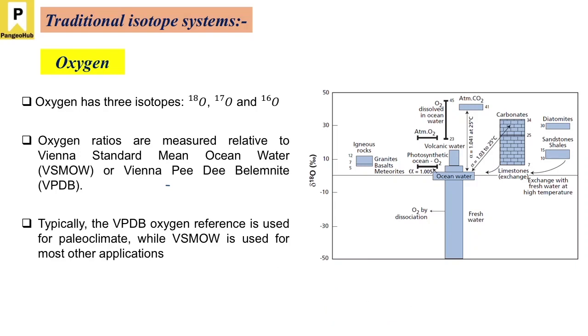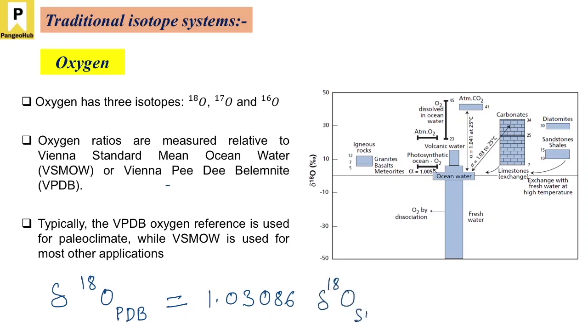The formula is: delta 18O PDB equals 1.03086 times delta 18O SMOW, minus 30.86. So this is the formula.